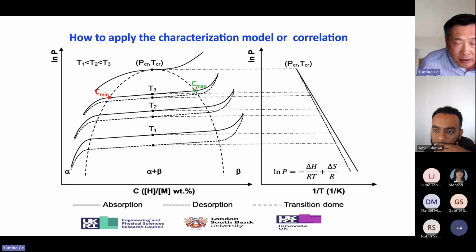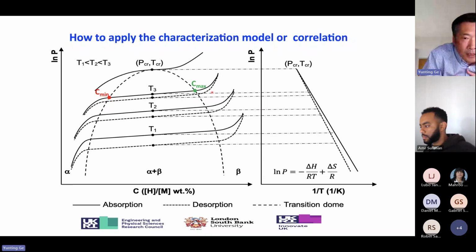If at the same temperature the concentration is higher than the C maximum, then you can use two formulas to calculate the pressure. One is the formula for the alpha plus beta region, one is for the beta region. The final value is the maximum value between these two values. This is just to show you how to utilize this model.